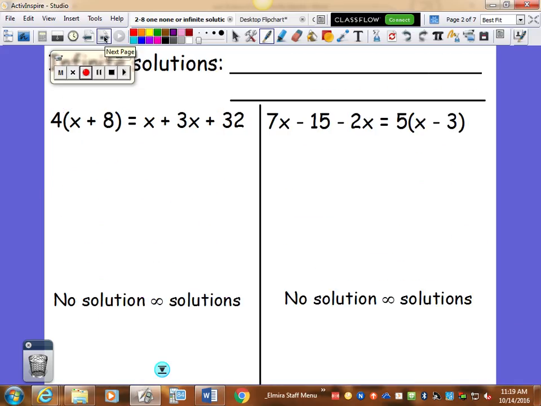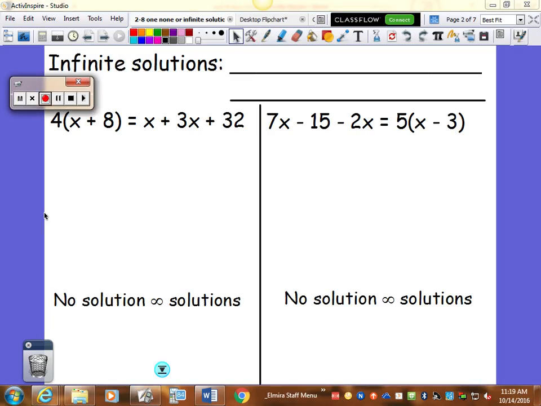Okay, so the first screen here is about infinite solutions. What infinite solutions would mean is that it doesn't matter what value for x I put in. Any value for x will work. So how do I know this is going to happen? Well, to do the first two steps of a super multi-step equation, I distribute and then I combine like terms. And then I stop and look at what I've got. So 4x plus 32.